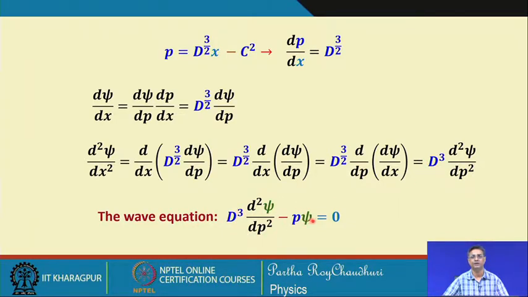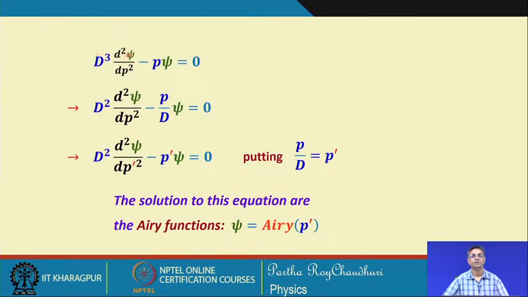Now, if you divide this equation by d cube, then you divide by d only, then d square into p by d, or this will give you the known form, and this equation will represent, because you have again put p, d is a constant. So, p by d equal to p dash, the equation becomes this form.